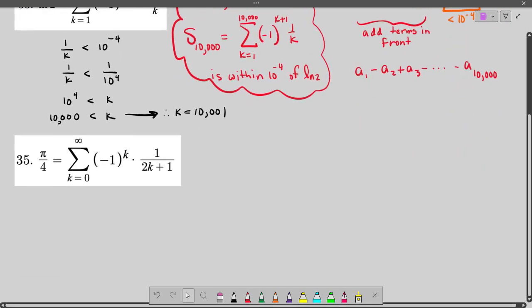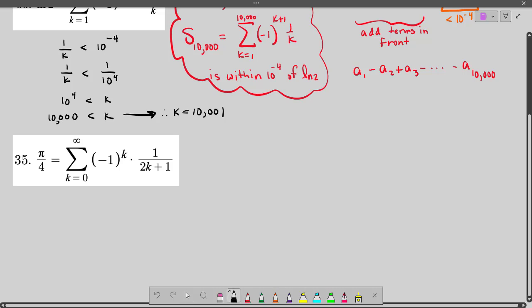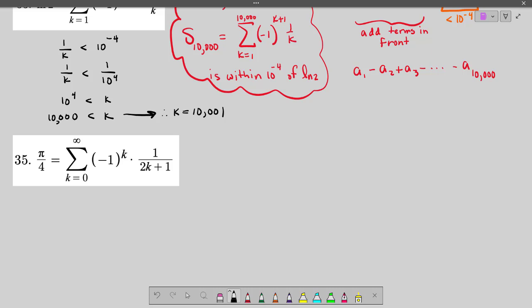Let's try another one here. So this one starts at 0. We happen to know what S is because it's a special series that they were able to figure out the sum to. Who knows how? Same idea. Okay, there is our a sub k. Remember, a sub k doesn't include the switch. And we want this to be below 10 to the negative 4, so we could write it like that. Less than 1 over 10 to the 4th.